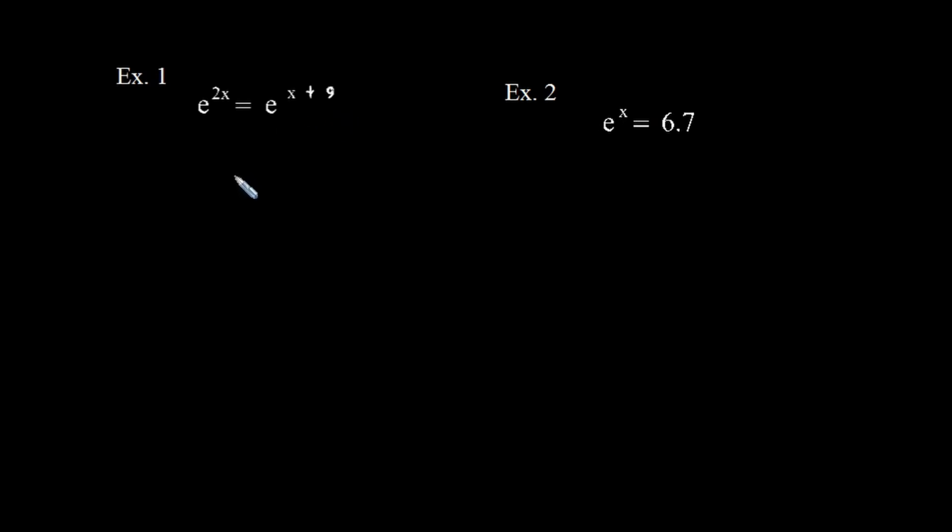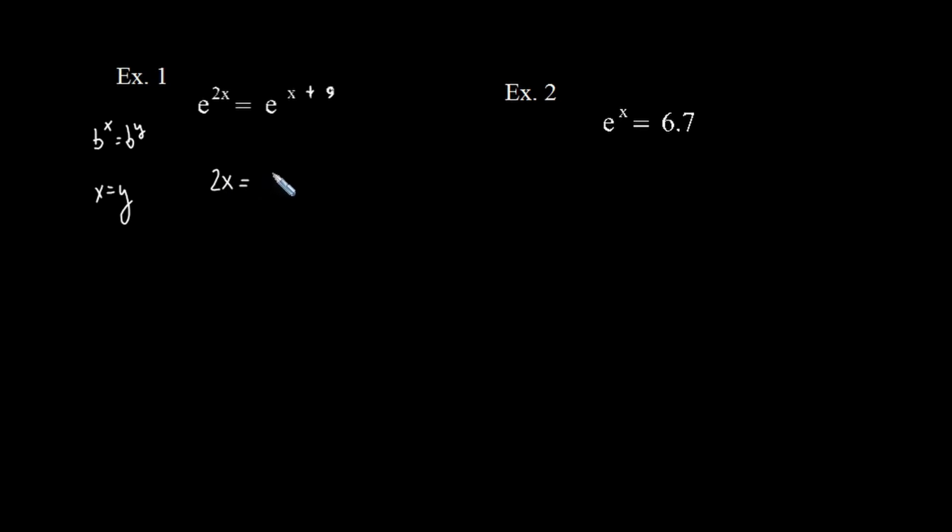We're going to use our common base method here. We can just set the exponents equal to one another. Again, just a reminder that if you have b to the x is equal to b to the y, then the exponents would therefore have to be equal: x is equal to y. So that's what we're going to use here.